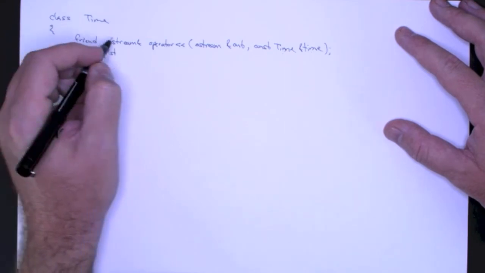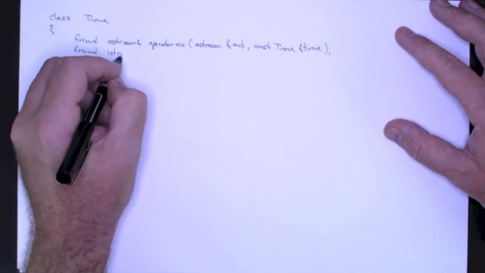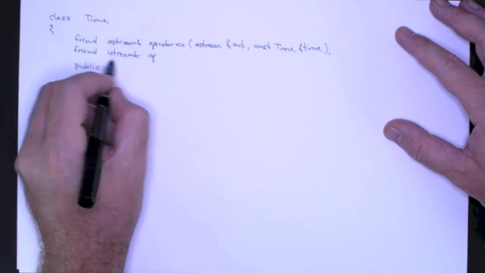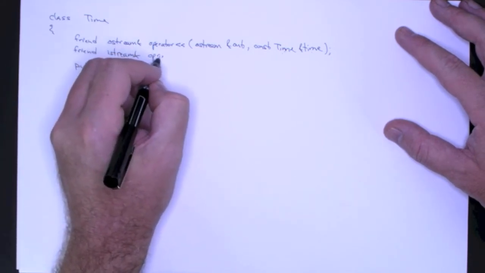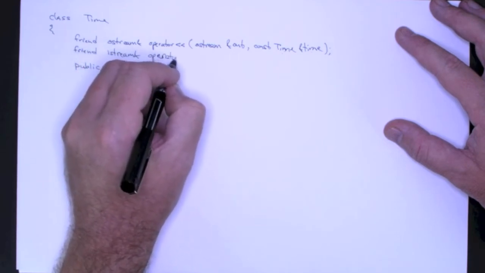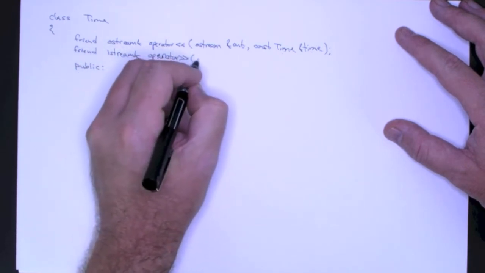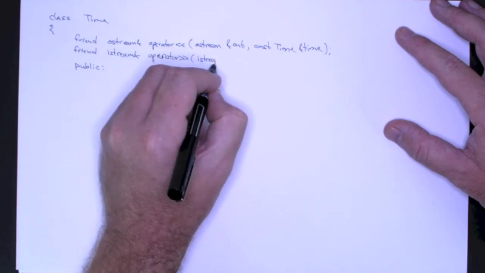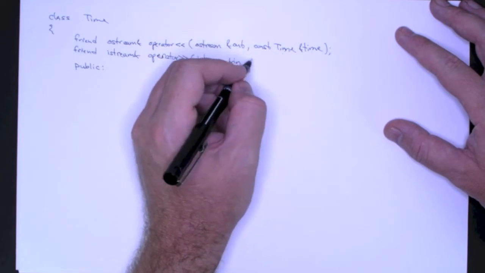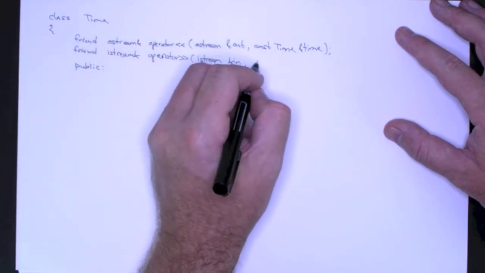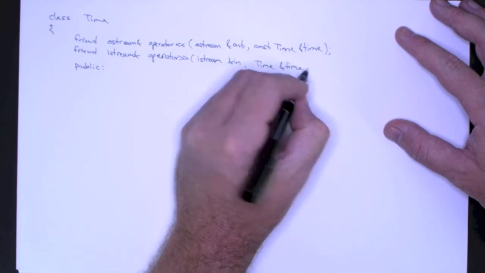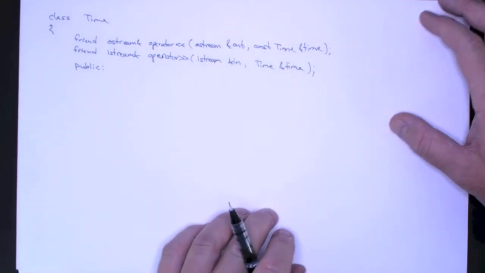So now the stream extraction operator is returning a reference to an input stream. That's the function we want to implement. It takes an istream as the first parameter, and it's reading out a time object. So just like that.